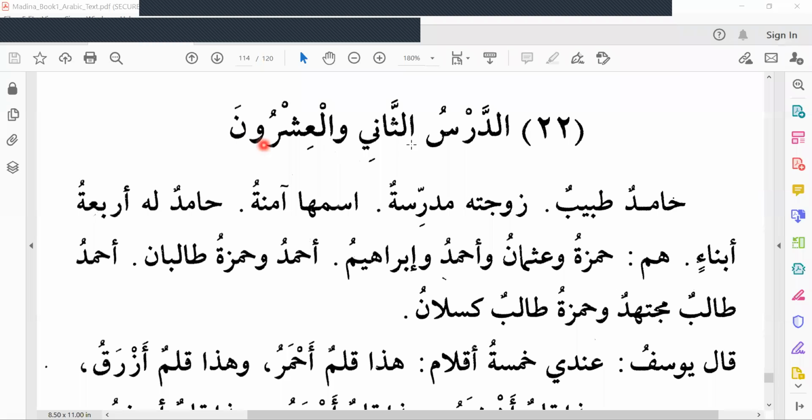Lesson 22. In this lesson, we are going to learn about diptotes.